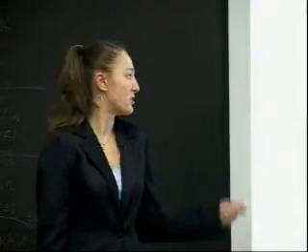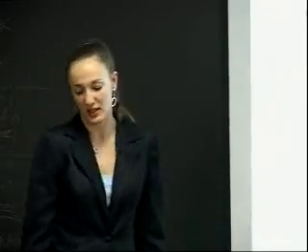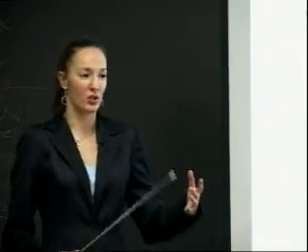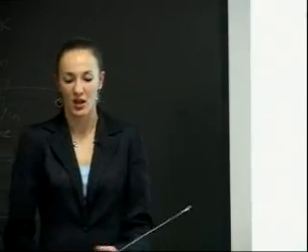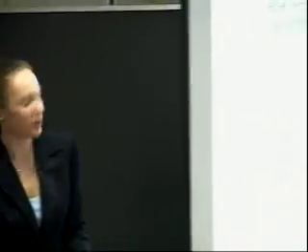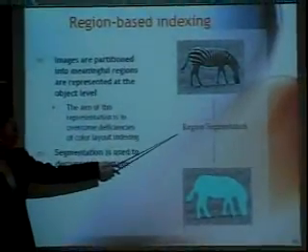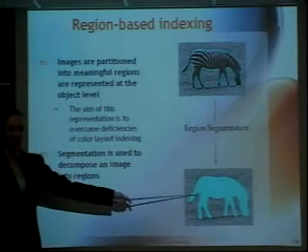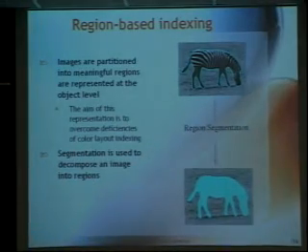However, this is just an example of region-based indexing. What's going on here is that images are partitioned into meaningful regions. So here we have an image. We do region segmentation on the image, and we extract the desired region. And this region is then indexed into the database.